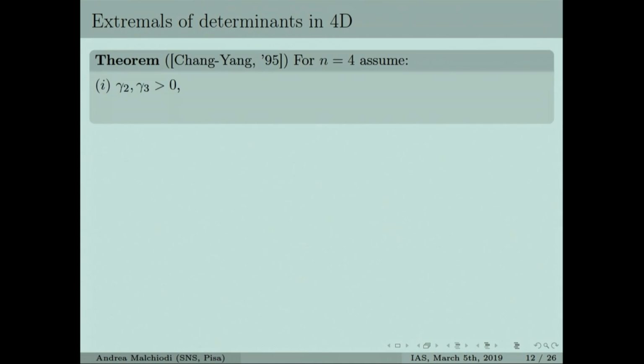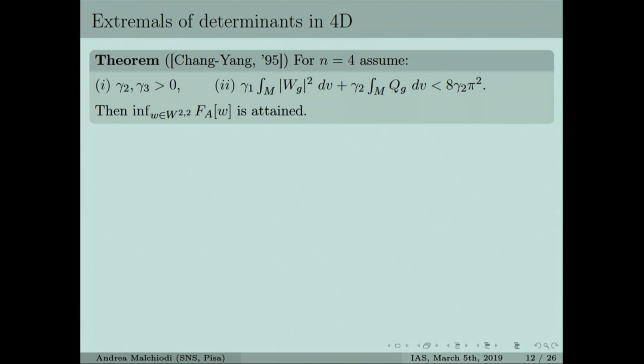Okay, so what is known about extremizing functional determinants? There is a general result by Ellis and Paul in 1995. They assumed that gamma 2 and gamma 3 have the same sign, so they're both positive. And they also assume this condition, a sort of Gauss-Bonnet type integral bound, which I will explain. Then in this case, you can actually find an extremum for the determinant.